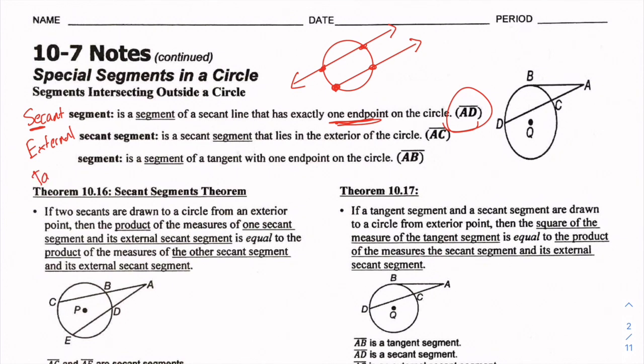Now, tangent. Tangent segment. Tangent is, right, hits the point one time. Remember, tangent means to subtly touch. So it touches the circle at one point. So we know what that is.